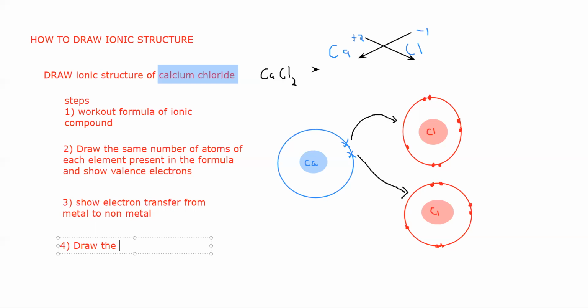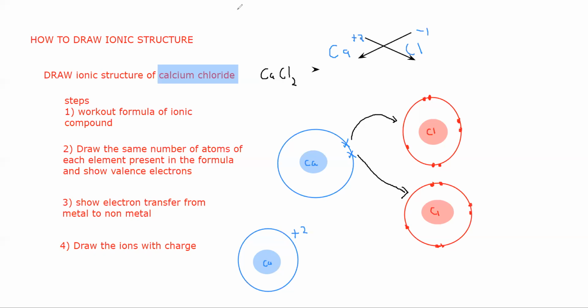And then the fourth step, draw the ions with charge. So if calcium lost 2 electrons, what will be the charge on the calcium? Positive 2. And you don't have to show the valence, the last shell electrons, because they are already lost. So calcium will be plus 2.